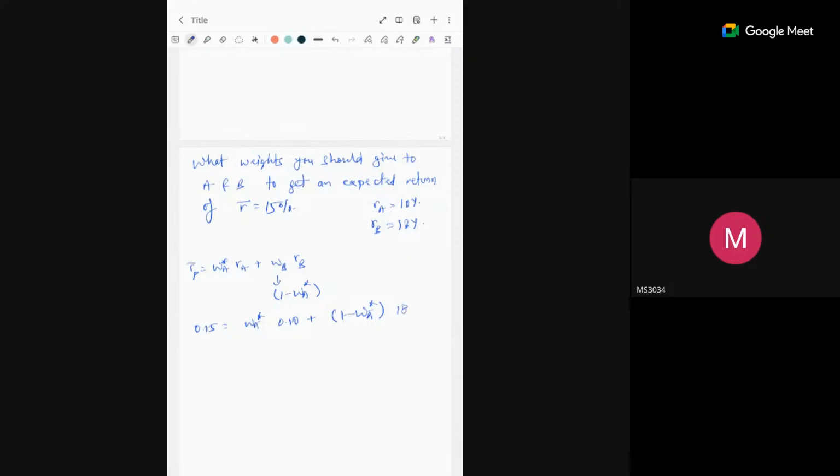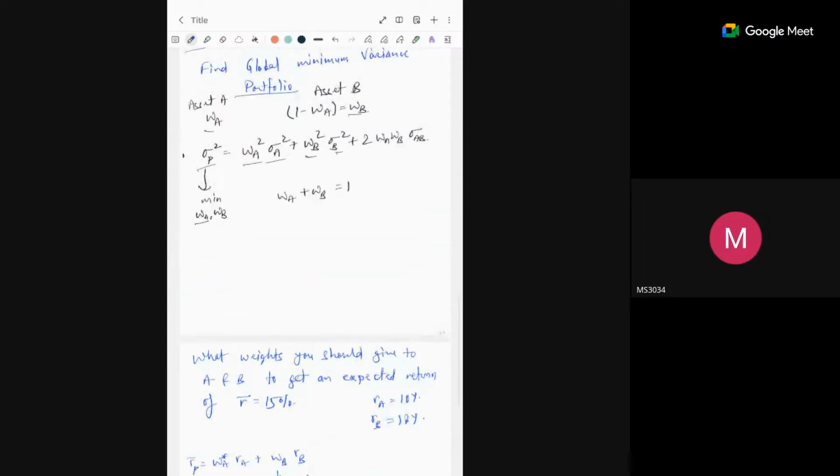Times 18%. You can simply solve this equation and find the value of w_A star. So this is another type of question that may be asked.